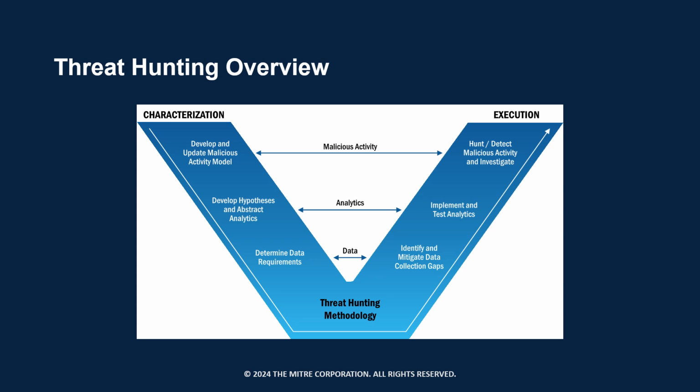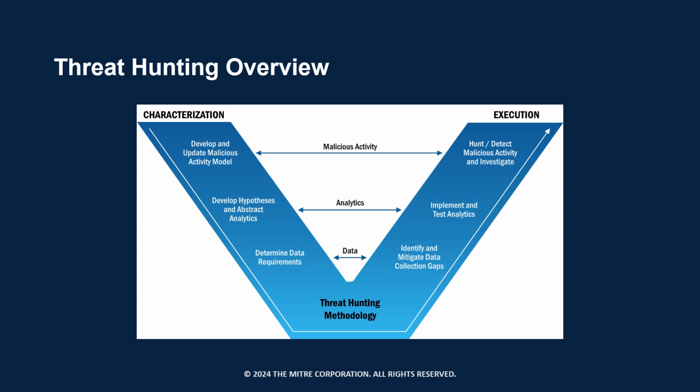The diagram pictured here summarizes the threat hunting methodology taught in the MAD threat hunting course. There are 6 steps total in this methodology, 3 steps on each side of the V, separated by a pivot, as the process moves from characterization into execution. During the threat hunting course, you learn the inner workings of each of these steps.